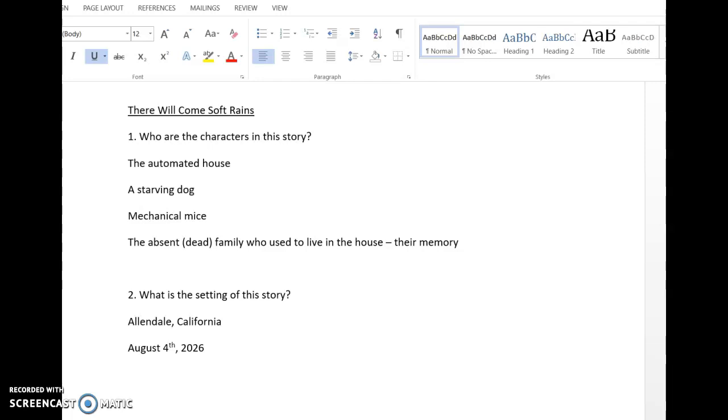Then you have the mechanical mice in the house who clean up, and they're not actually present, but there's the absent family who used to live in the house. We know that they're gone, that they're dead from this explosion, because on the side of the house, it describes how the explosion caused their outlines to be left on the side of the house. So we know that they're gone. We know that they're dead. Some kind of explosion happened.